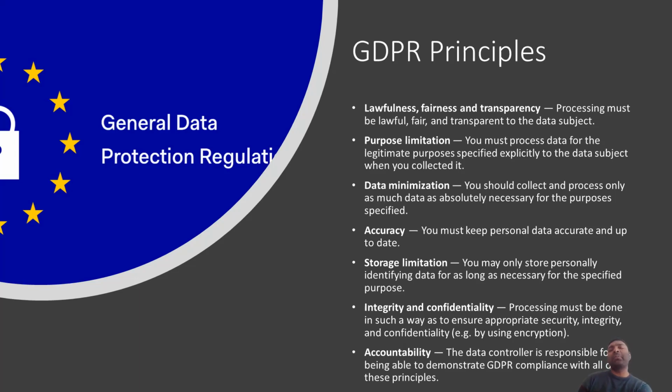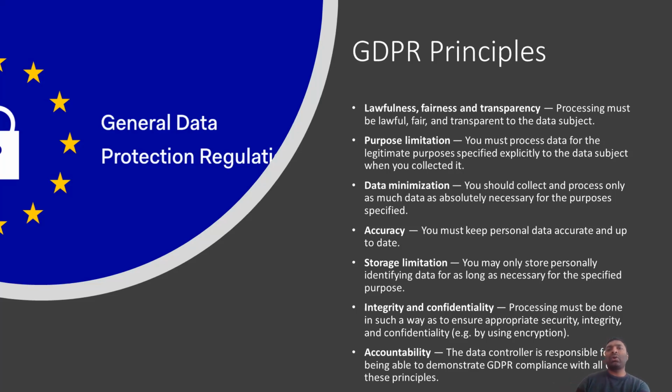There are also some GDPR principles. In order to understand how blockchain can be used, we should also understand these principles. The first principle is about lawfulness, fairness, and transparency. It says that processing must be lawful, fair, and transparent to the data subject. So transparency is very important, and it has to be lawful.